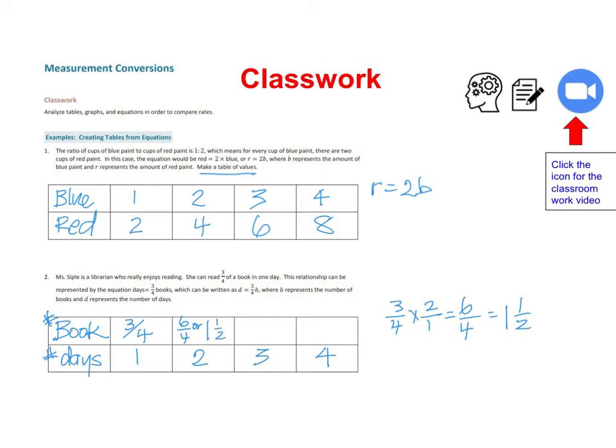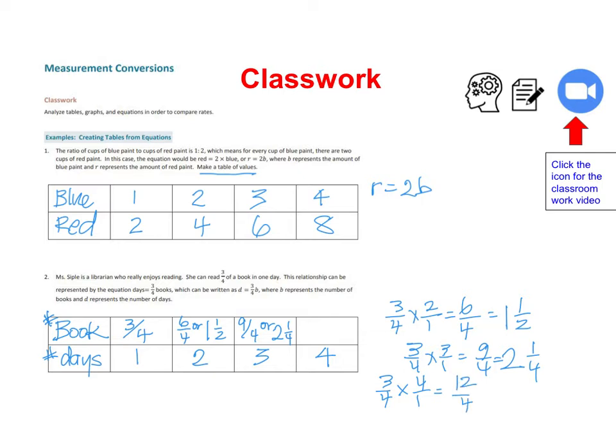Okay, what about 3 days? That would be 3/4 times 3. It's 9/4. So I could go 9/4, or I could go 4 times 2 is 8 with 1/4 left over, 2 and 1/4. And then what about 4? I'm taking that original 3/4 and multiplying by 4. I get 12/4. Look at that.